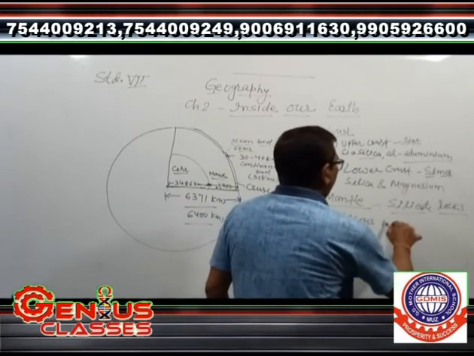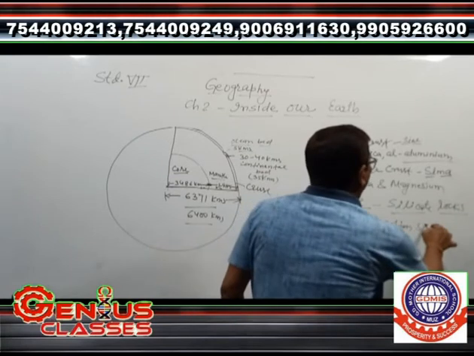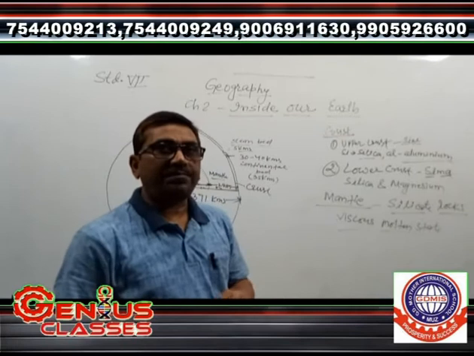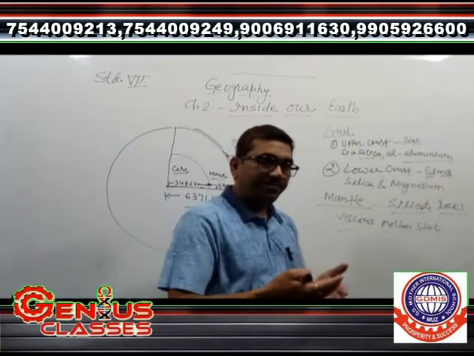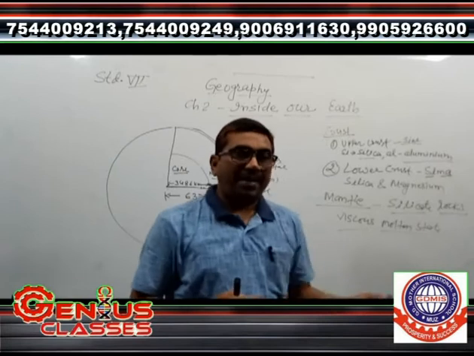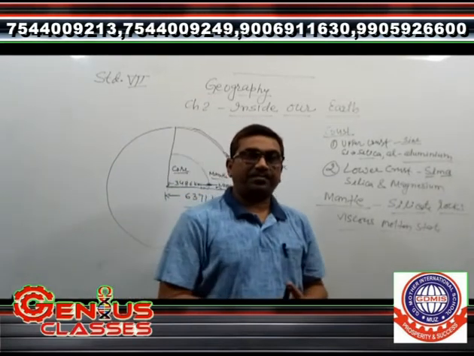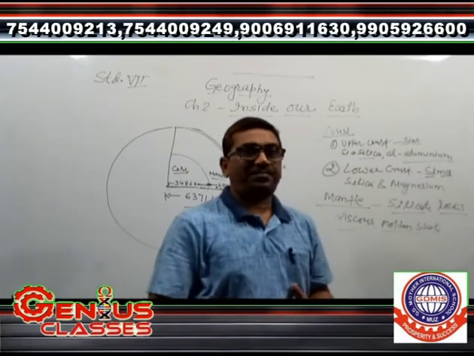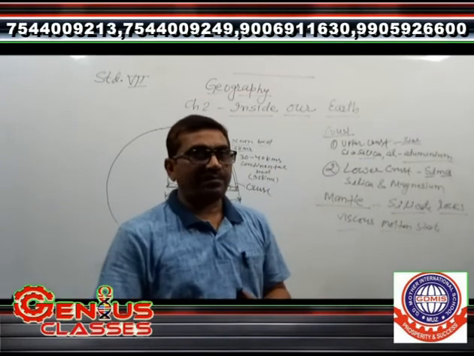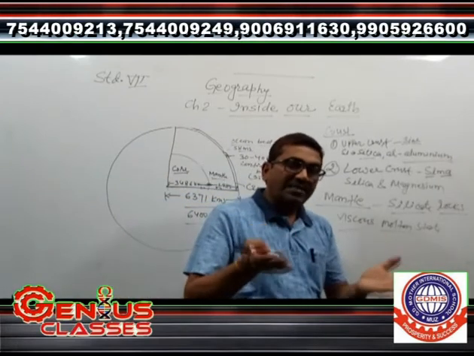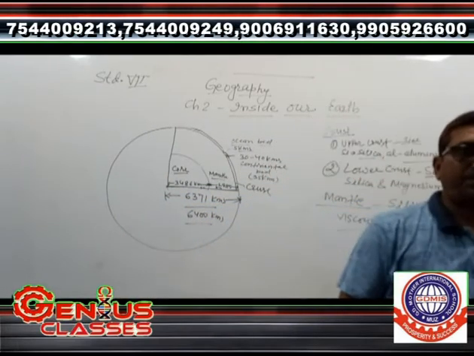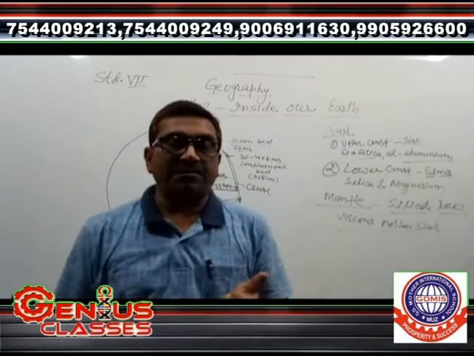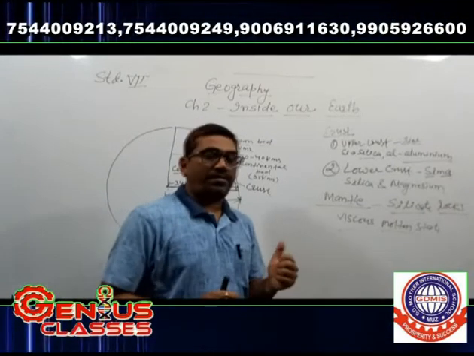Viscous molten state. Viscous क्या होता है? गाढ़ा टाइप का होता है. लिक्विड फ्लो, पानी डालेंगे तो बहना शुरू हो जाएगा. In the same way, if you keep the honey, it also flows. What is the basic difference between these two? Honey has more thickness, more viscosity than the water.